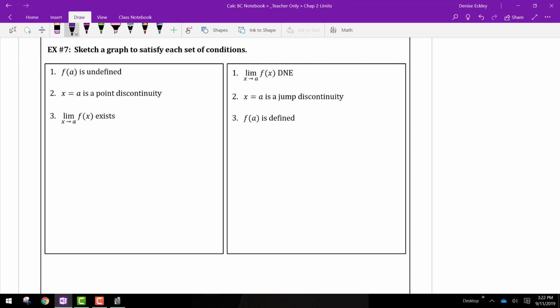Okay, hopefully you did pause the video. So this has 3 criteria. The first one is that f of a is undefined. We have a discontinuity point, but the limit does exist. So that means we're looking at a hole without a jump. So I'm just going to sketch a graph here.